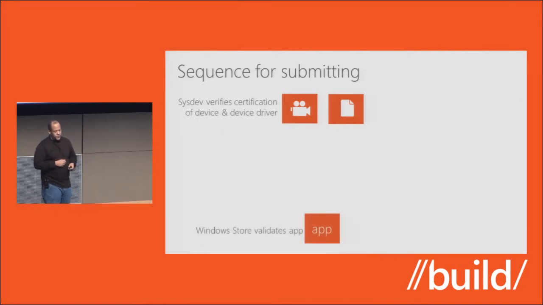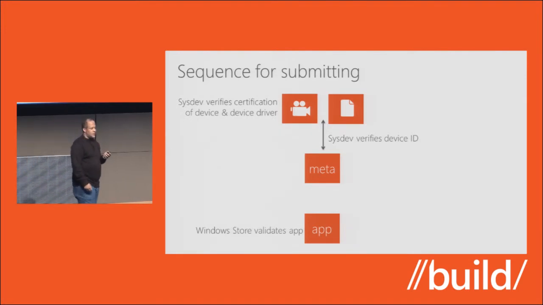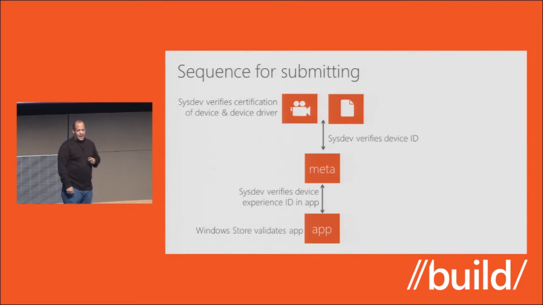You submit your application. Your application will get checked against a couple things, and I'll talk about this in a bit. And then you submit your metadata. When you submit your metadata, there is a check done against SysDev to make sure that, in fact, the device being referenced exists and is certified. And then a check is also done to make sure that the app exists and the app shares the experience ID. This is basically to make sure that these two were forged together and you're not trying to automatically download somebody else's application.